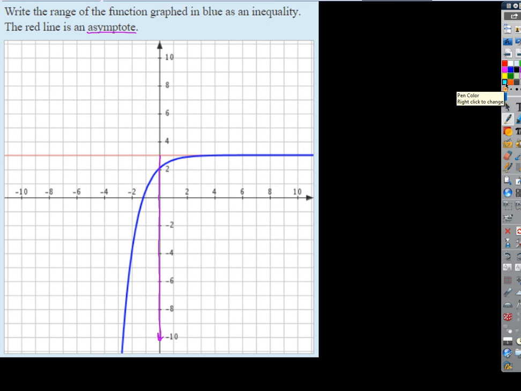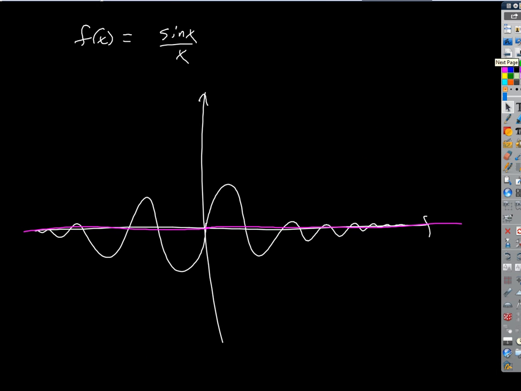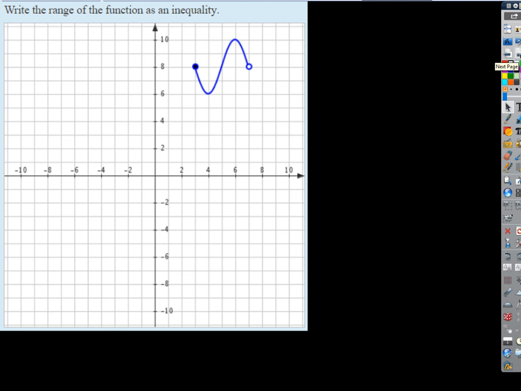Say it again. Okay, y, it's got to be y, doesn't it? Because it's a range. So it's got to be y is less than 3. Good. Okay? Good. How about something like that? What's the range of that function? Now, there.